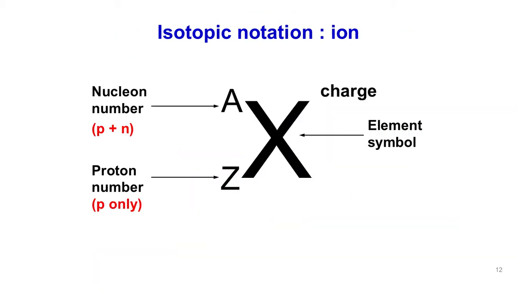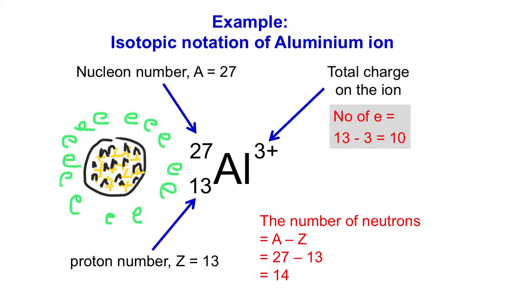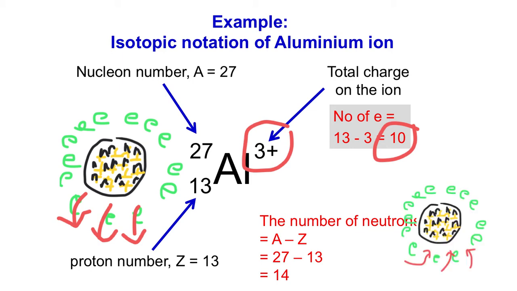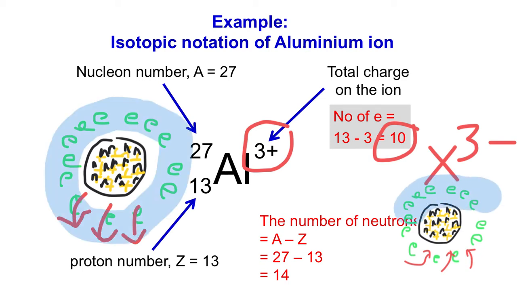For isotopic notation of an ion, the charge is written at the right and upper side. For a neutral atom, the number of protons is equal to the number of electrons. When 3 electrons are removed, the remaining electrons is 10. So, a positive charge shows electrons have been removed and a negative charge shows electrons have been received. Only the number of electrons changes when it forms a positive or negative charge. The number of protons and neutrons in the middle is not affected.